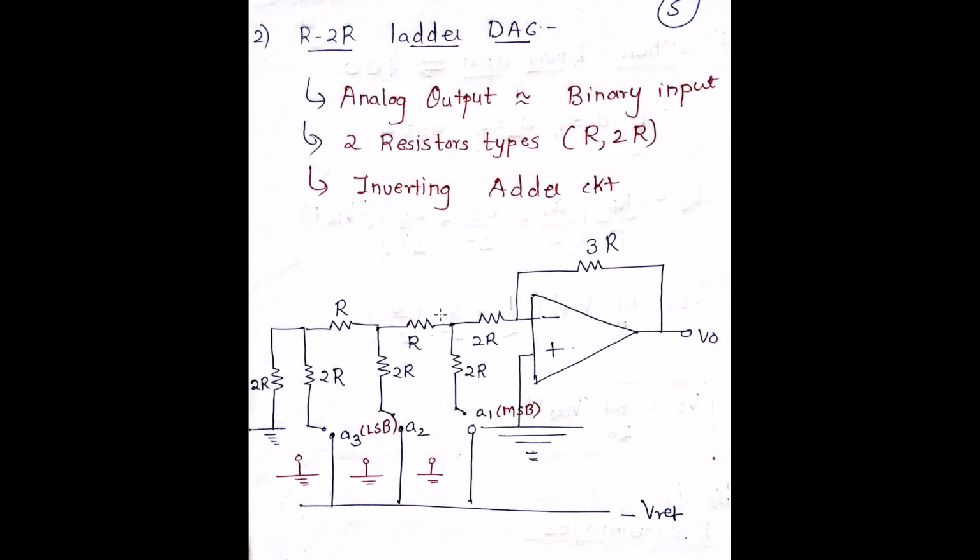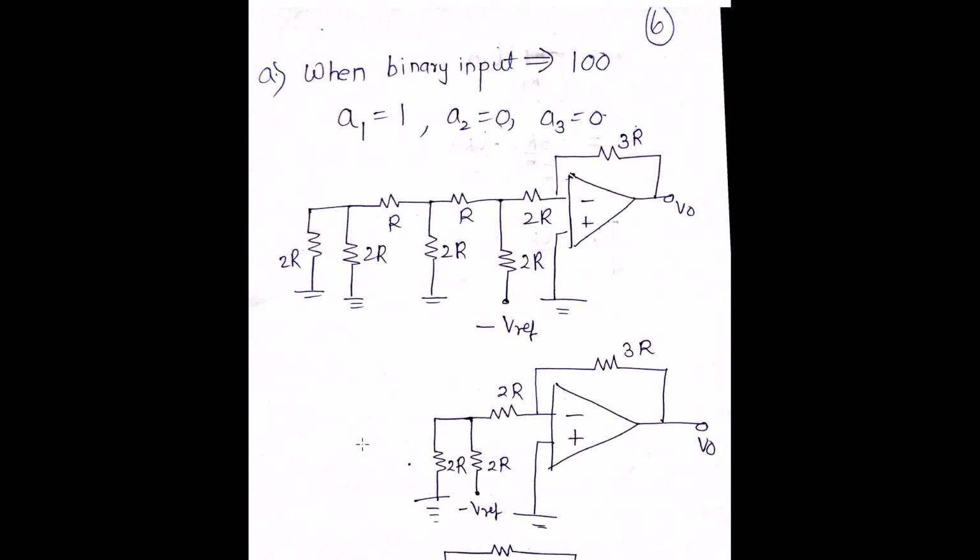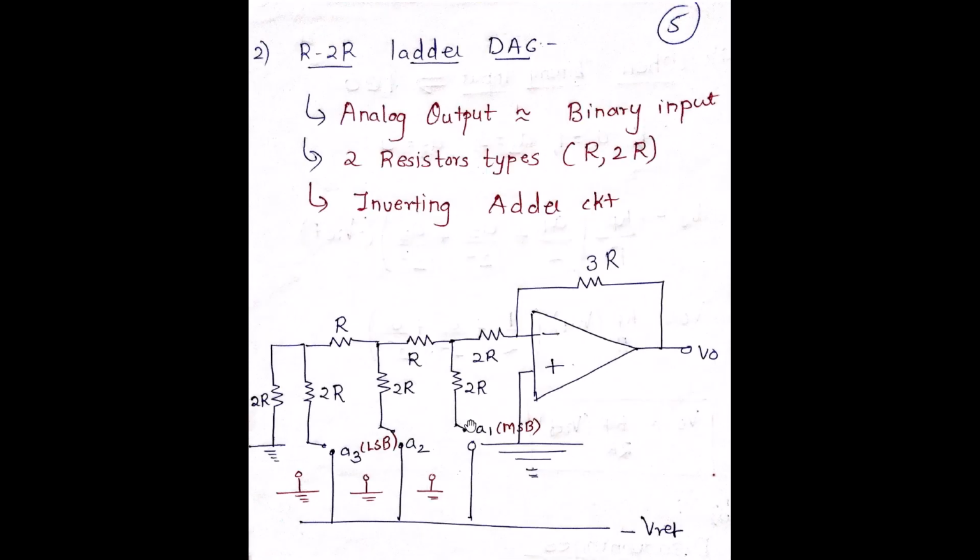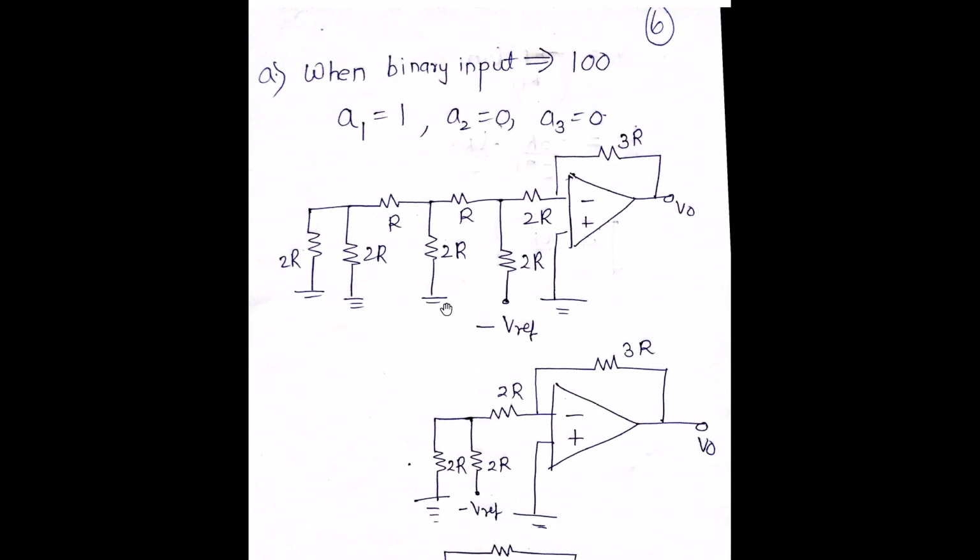Now, if you consider, here you have different bits A1, A2, AN. A1 is the MSB and AN is the LSB. So if I just consider the input as 1, 0, 0, the 1 is the most significant bit, and 0, 0 are the less significant bits, and A3 is the least significant bit. So if I have to convert this diagram according to the input given, my A1 is connected to minus V reference, because it is 1. A2 and A3 are 0 values, so they are directly connected to ground.